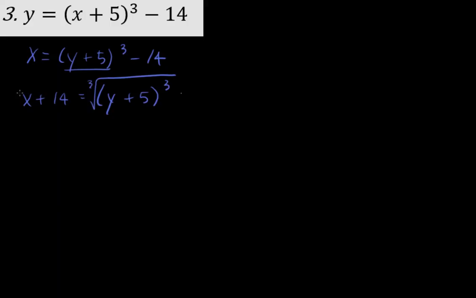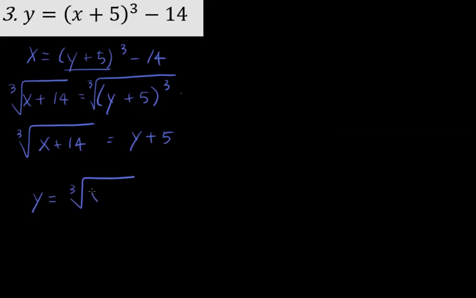So for this problem, I need to find the inverse once again. Okay, switch the x's and y's. Let's go ahead and isolate that cube. I need to take the cube root of both sides. So we have y plus 5, and we have y equals the cube root of x plus 14 minus 5.